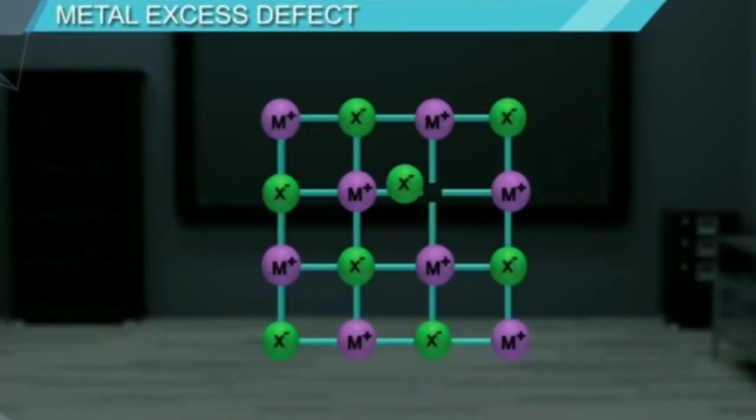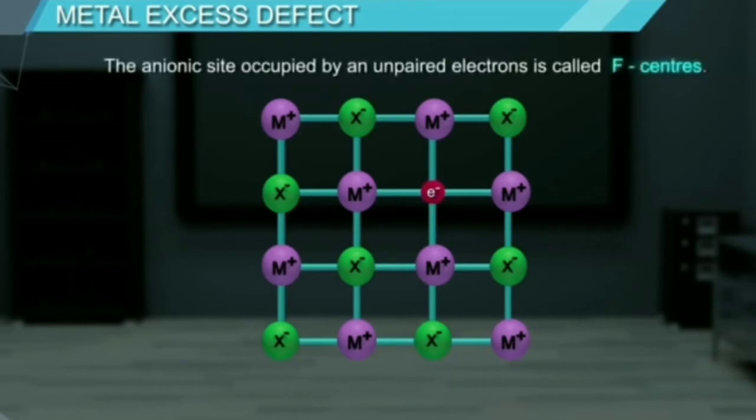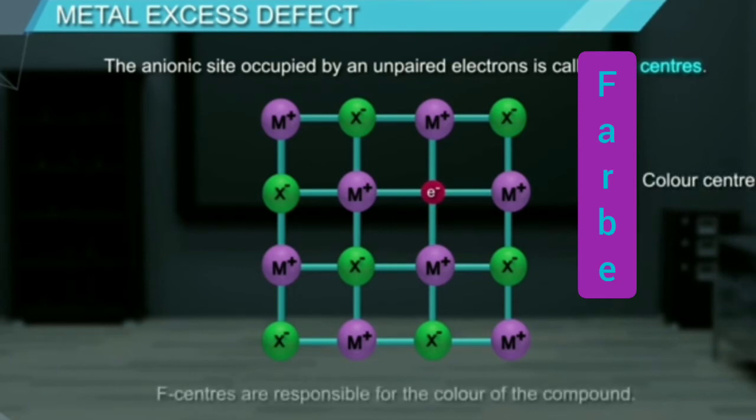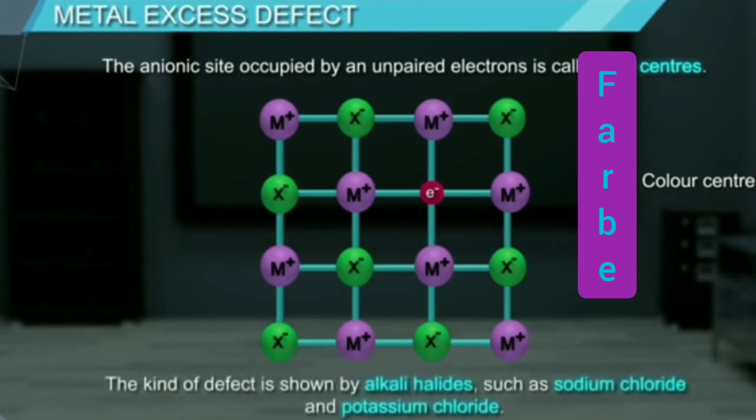This type of defect occurs when a negative ion or an anion is missing from its lattice site, leaving a hole which is occupied by an electron, thereby maintaining the electrical neutrality. The sites containing the electrons thus trapped in the anion vacancies are called F centers. F is Farbe, which is a German word used for color. These sites are called F centers because they are responsible for imparting color to the crystals. This defect is similar to Schottky defect and is found in crystals having Schottky defects.